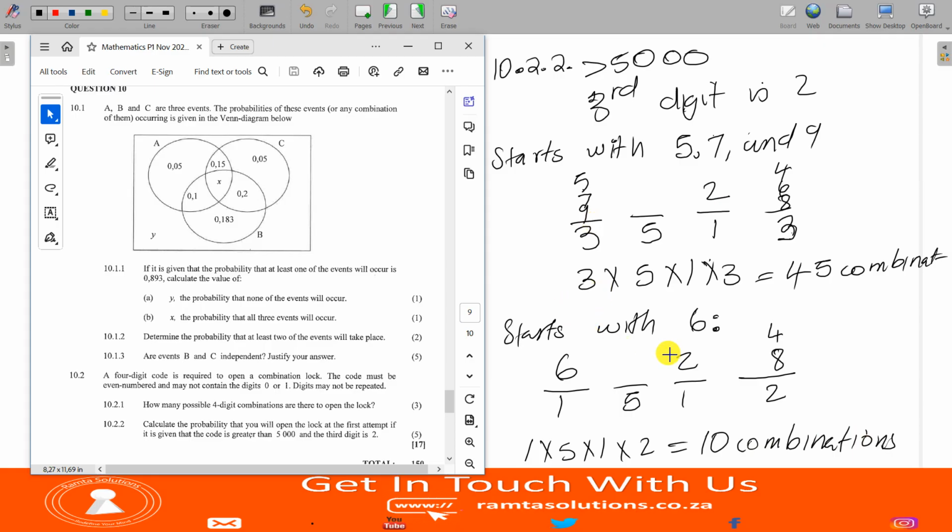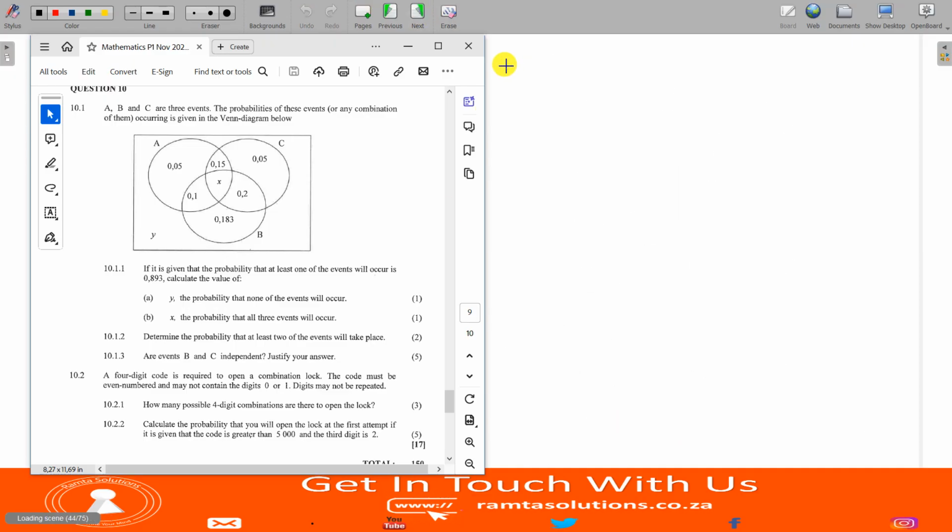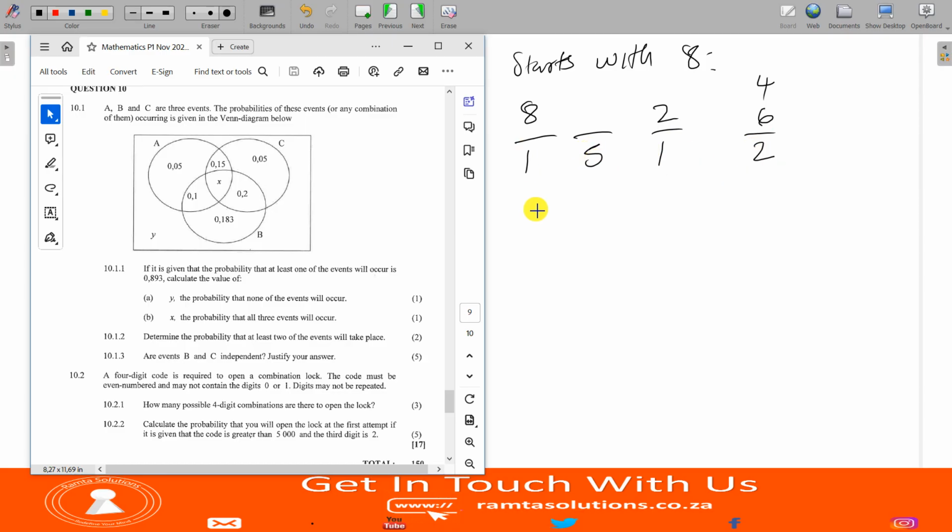Now we didn't choose an 8. Remember, it must be an even number. So I'm going to choose an 8. So when I choose an 8, it starts with 8. We have 1, 2, 3, 4. Starts with an 8, and the third is 2. So we are left with 4 and 6. So this is 1. This is 1. This is 2. And now what is this? You have already chosen 3. You are left with 5. So what is this? 1 times 5 times 1 times 2. This is 10 combinations.